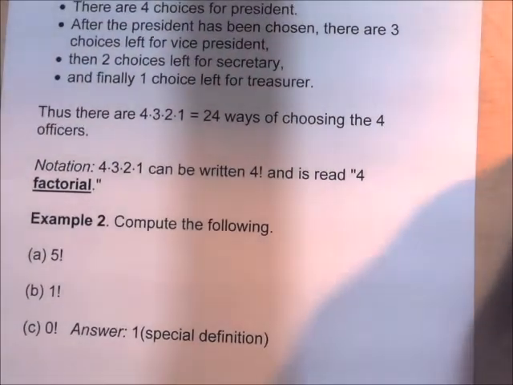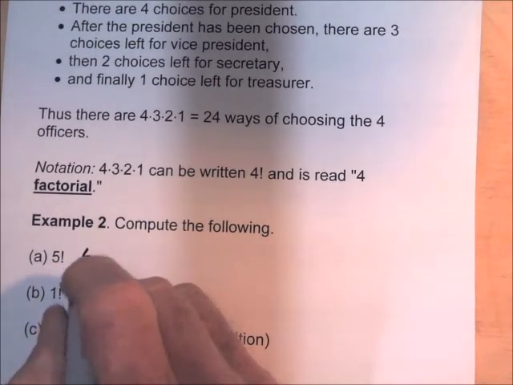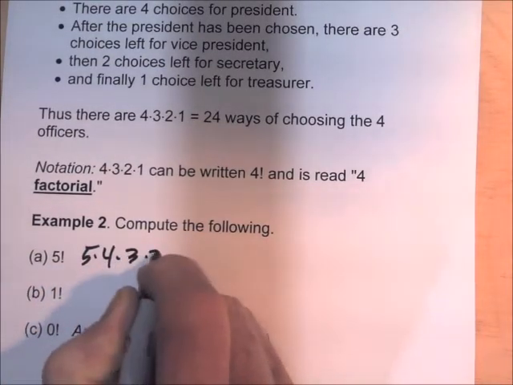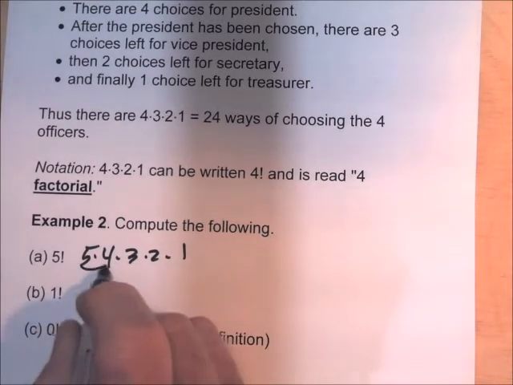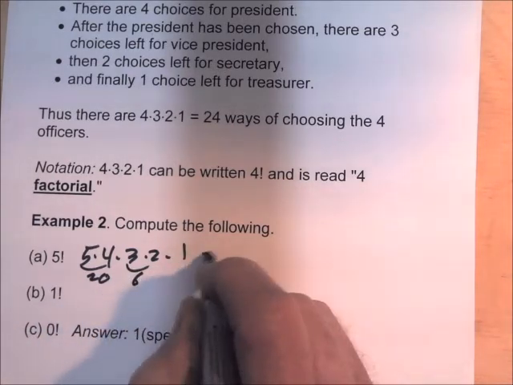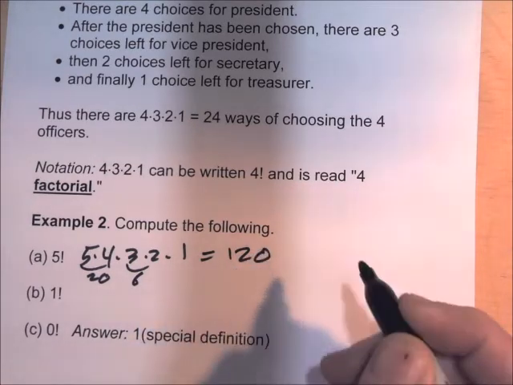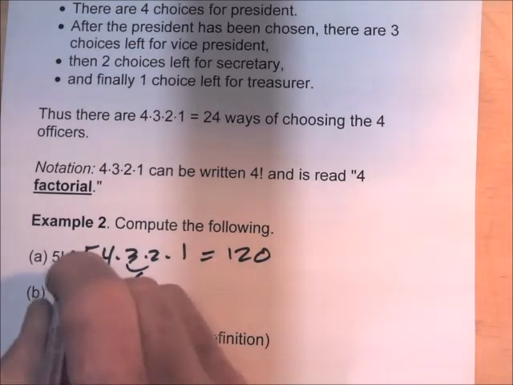If you want to compute 5 factorial, it's the same principle. It's 5 times 4 times 3 times 2 times 1. So you can multiply these in any order. 5 times 4 is 20. 3 times 2 is 6. 20 times 6 is 120, and then times 1 is still 120. 1 factorial is just 1, as you might expect.